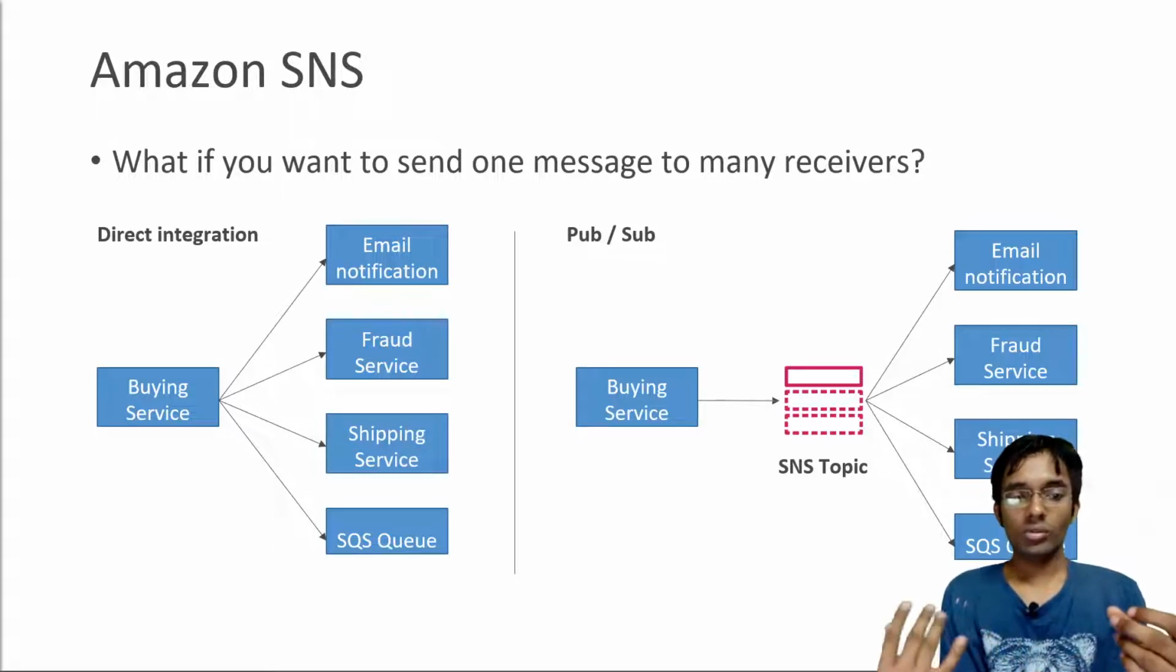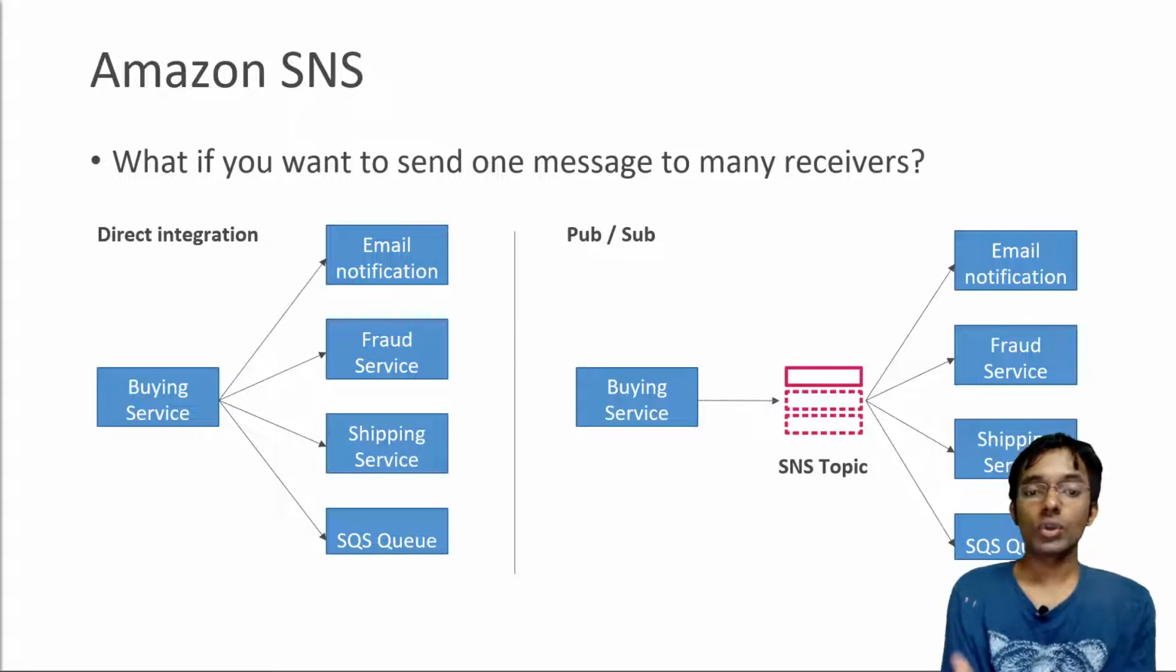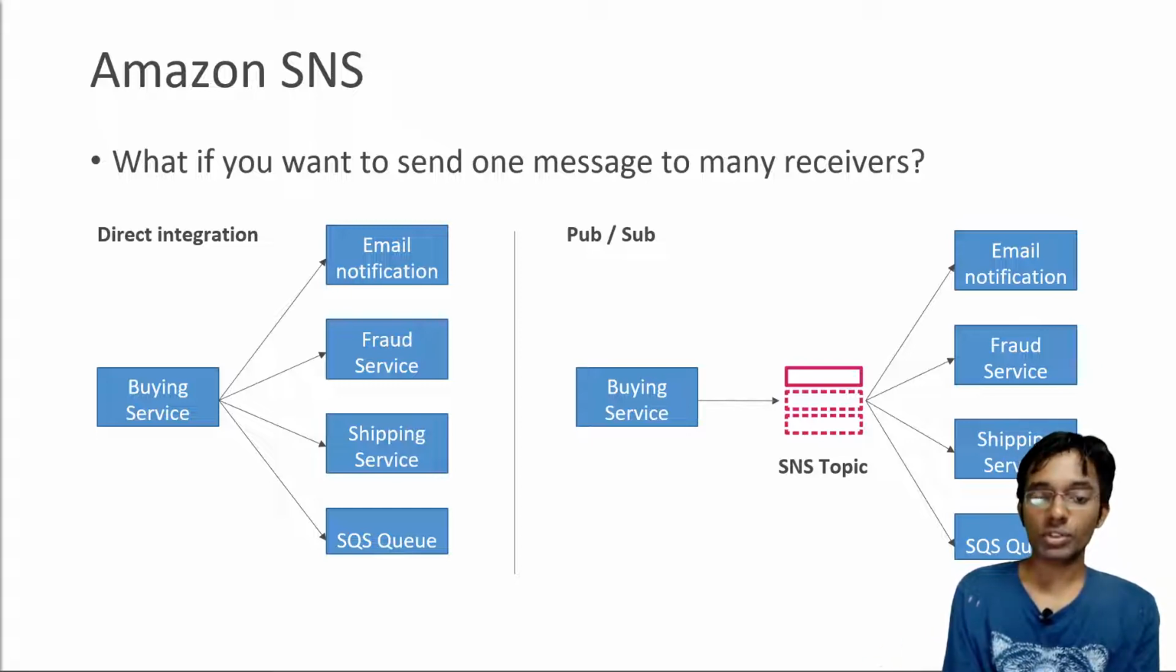Okay, now let's talk about Amazon SNS. What if this time you want to send one message and have many different receivers? You could have a direct integration where, for example, a buying service application sends an email notification, then sends a message to a fraud service, then to a shipping service, and maybe even to an SQS queue. This is cumbersome because every time you add a new receiving service, you need to create and write that integration.